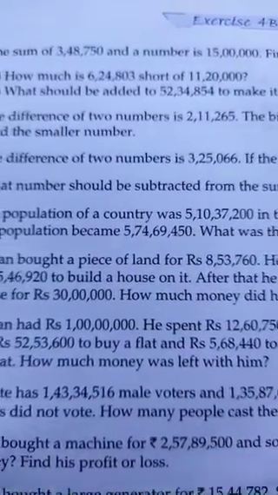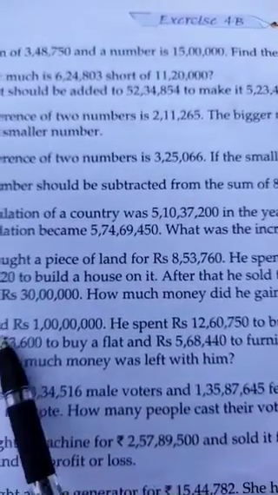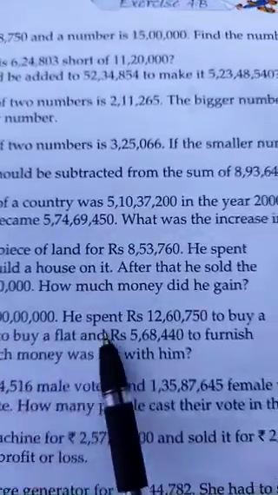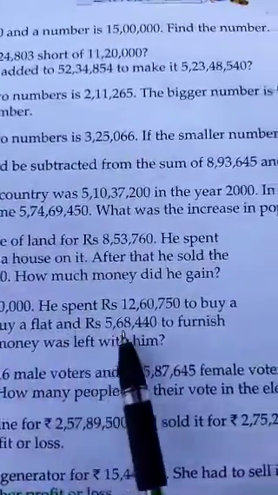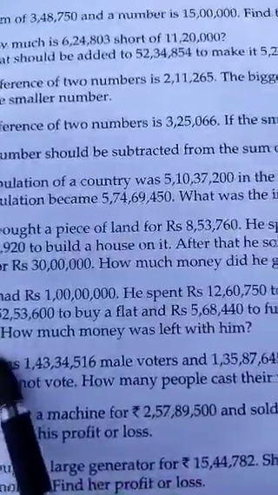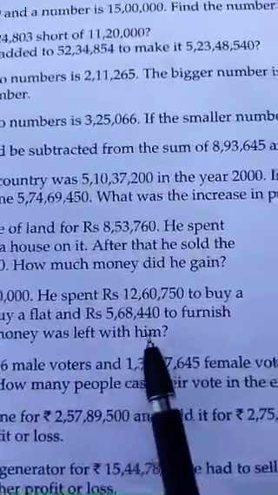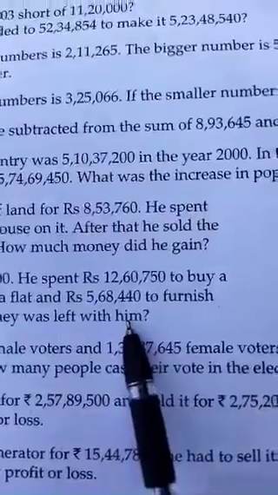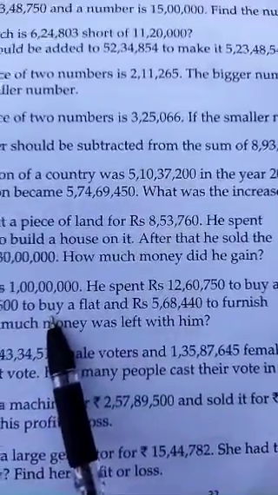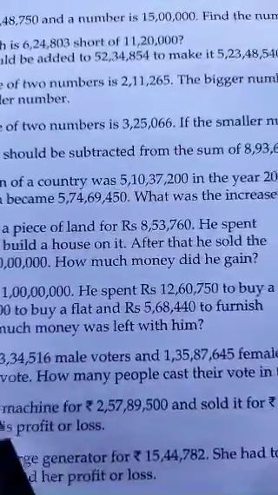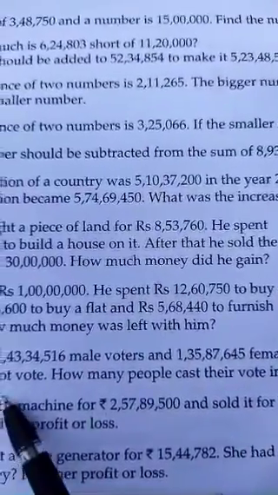Now coming on to question number 8. A man had rupees this much. He spent this much to buy a car, this much to buy a flat, and this much to furnish the flat. How much money was left with him? So a man was having 1 crore with him, and he spent the money in different things.